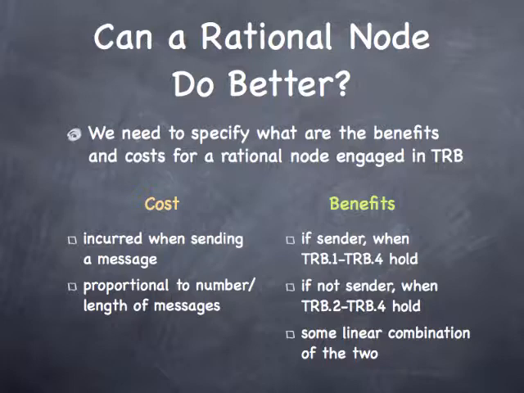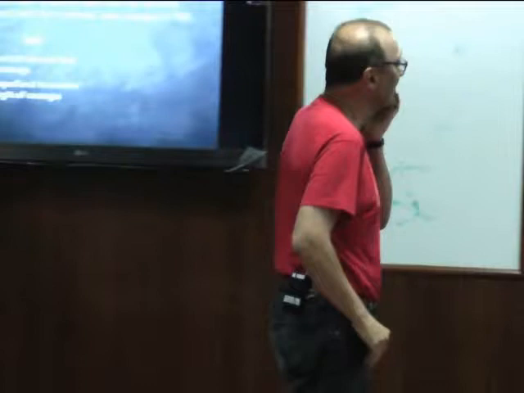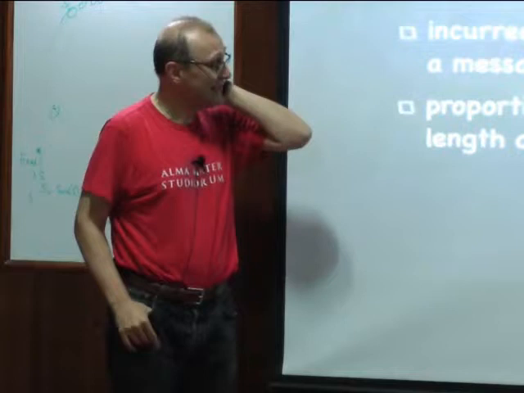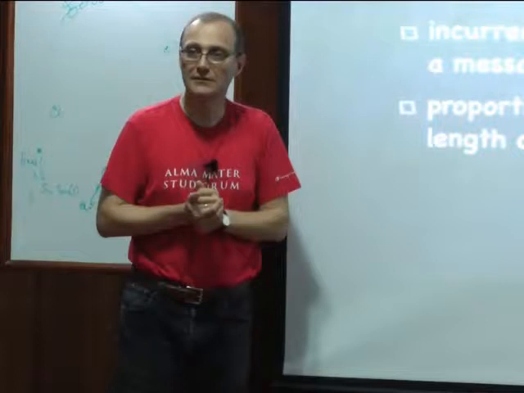Here is what I'm going to do. I'm going to say that nodes incur a cost when they are sending a message. And the cost that they incur is going to be proportional to the number or the length of the message, okay? Basically, I'm measuring bandwidth.